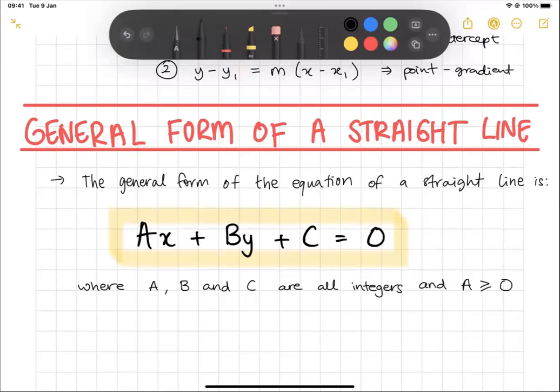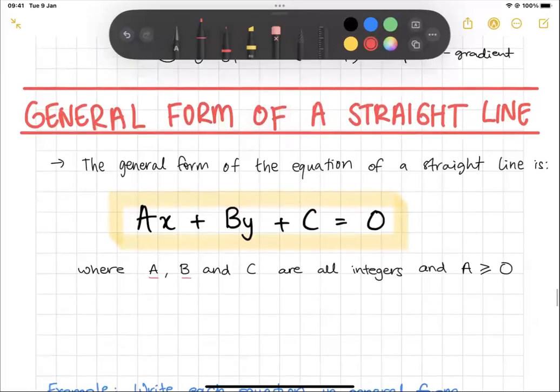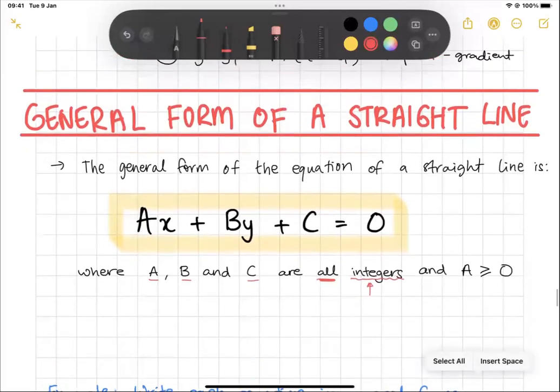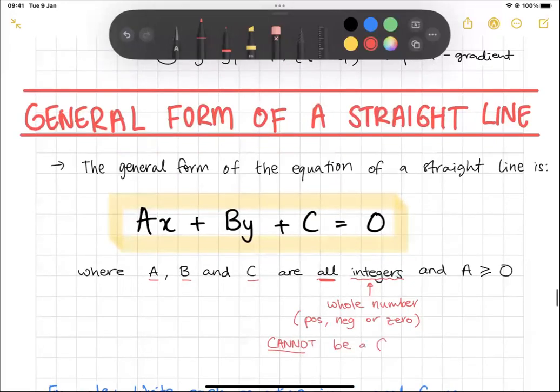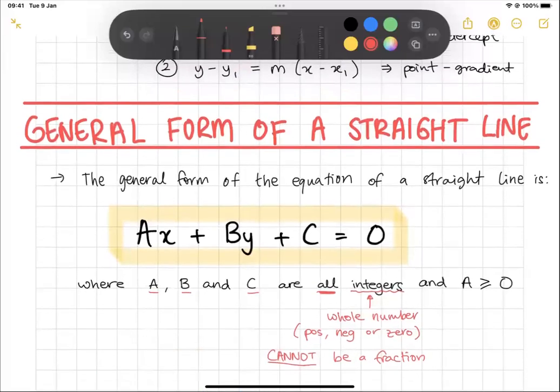Now, with the general form, there are two conditions that need to be met. First condition is that capital A, B, and C are all integers. When I say all integers, it means that it must be a whole number. It can be positive, negative, or 0. It cannot be a fraction. That's the most important part. A, B, and C cannot be a fraction.